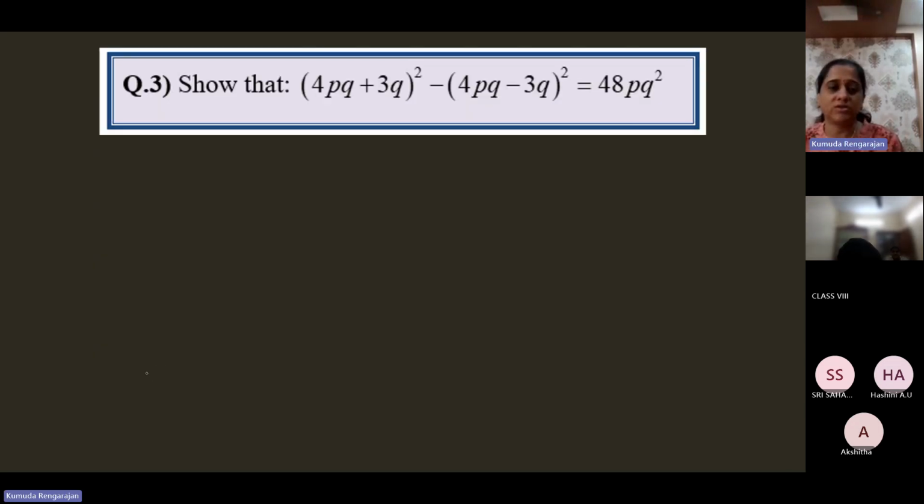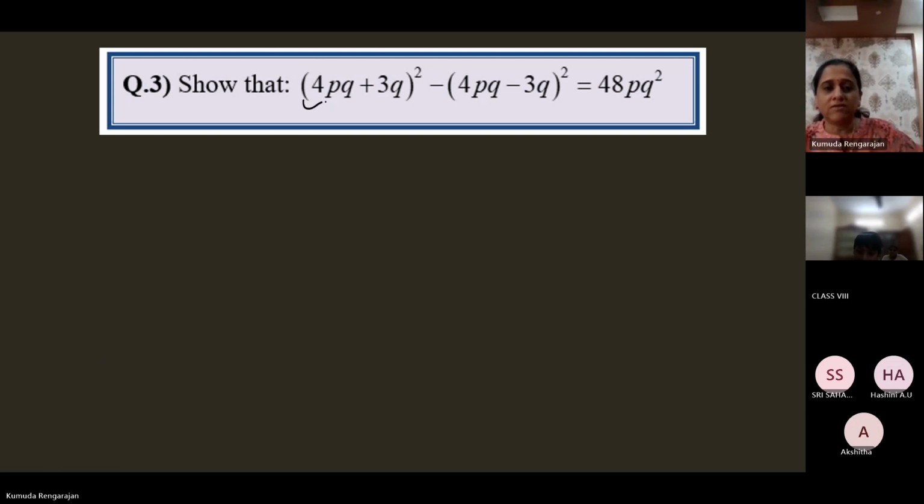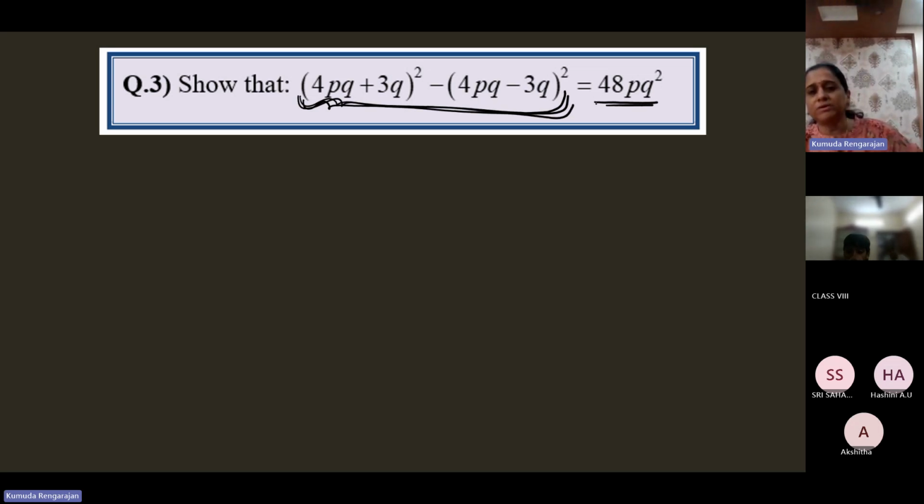Similar question I've explained earlier, children. Show that. So you just have to take up the LHS. Show that meaning like verification. Verify. Show that the value of this expression, that is the value of the LHS, is equal to 48 PQ square. So you just have to take this and work this LHS, and the answer you get should be 48 PQ square. Hence proved.